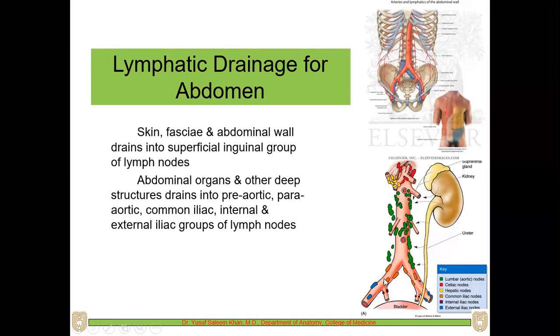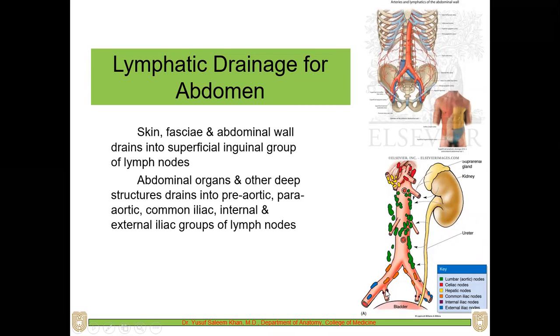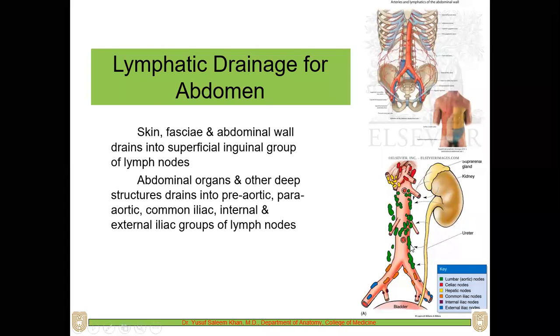Whatever group of lymph nodes are near the internal iliac artery will be called internal iliac nodes, and whatever is near the external iliac artery will be called the external iliac group of lymph nodes. So the blue ones are the external iliac group of lymph nodes. These brown colored are the internal iliac, and these are the common iliac group of lymph nodes. And these are the pre and para-aortic group of lymph nodes.